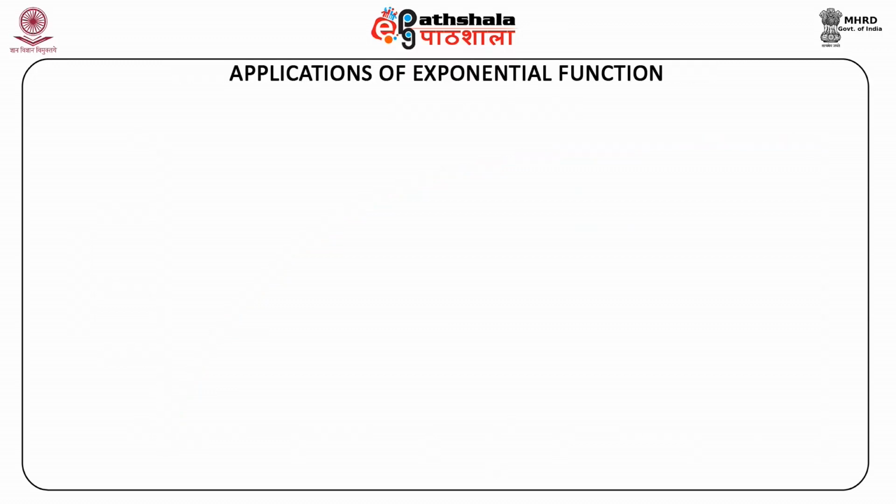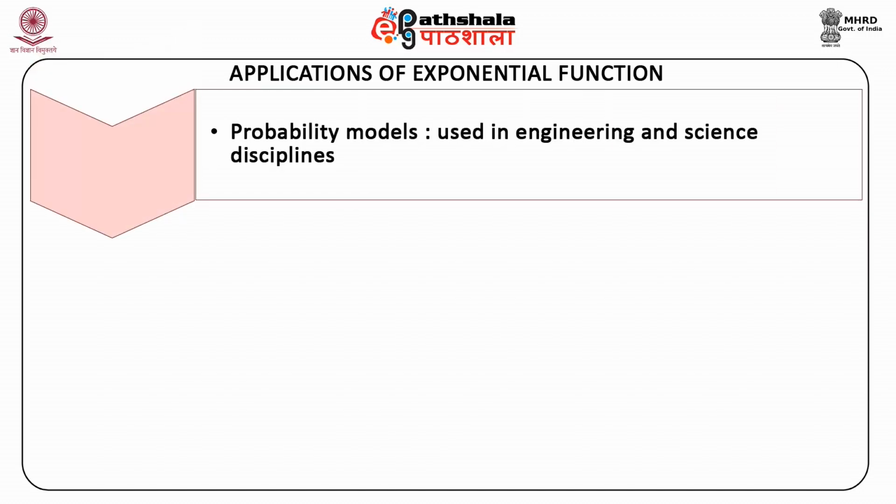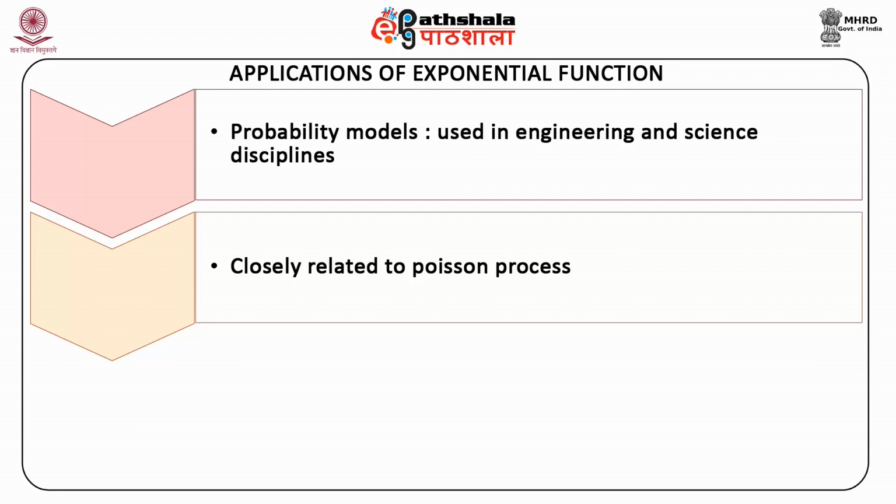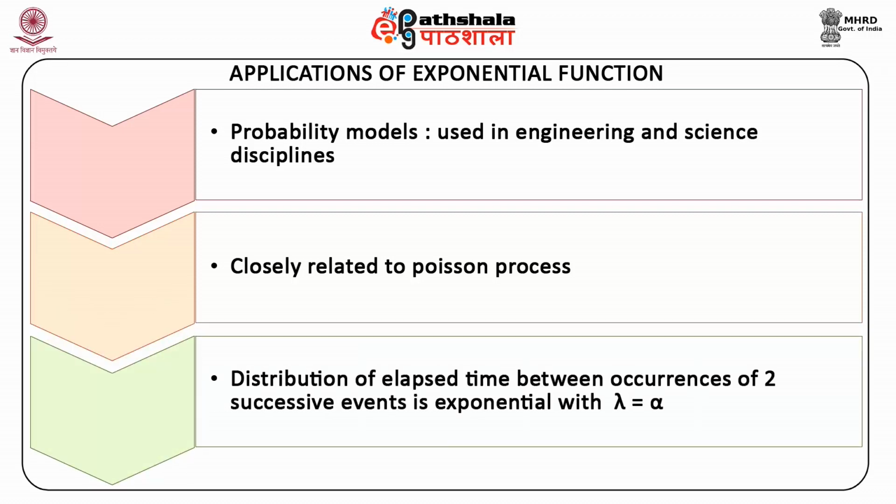Let us now understand the applications of the exponential distribution. First, the family of exponential distributions provides probability models that are very widely used in engineering and science disciplines. Second, the exponential distribution is closely related to the Poisson process and is frequently used as a model for the distribution of times between the occurrence of successive events. If the number of occurrences is Poisson distributed, the lapse of time between occurrences will be exponentially distributed.